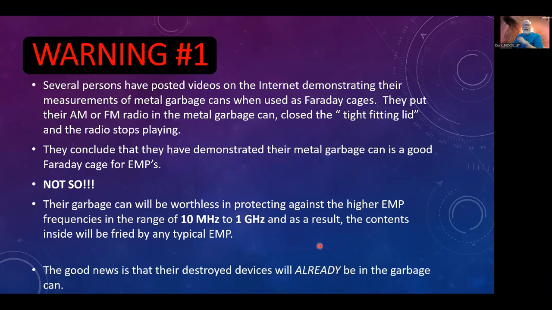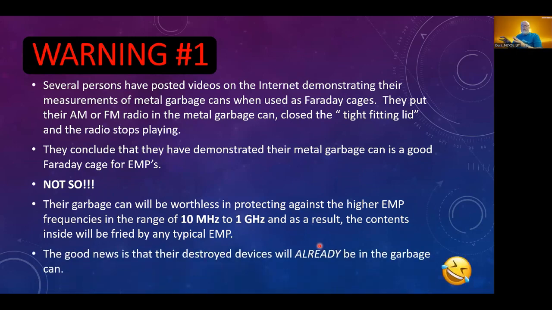There is good news to that, however. Their devices will already be in the garbage can. So there you go.